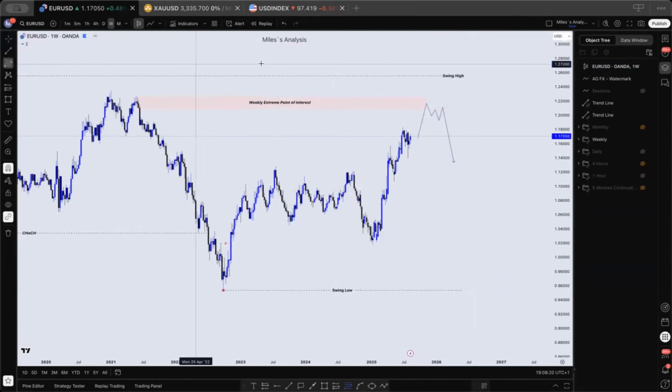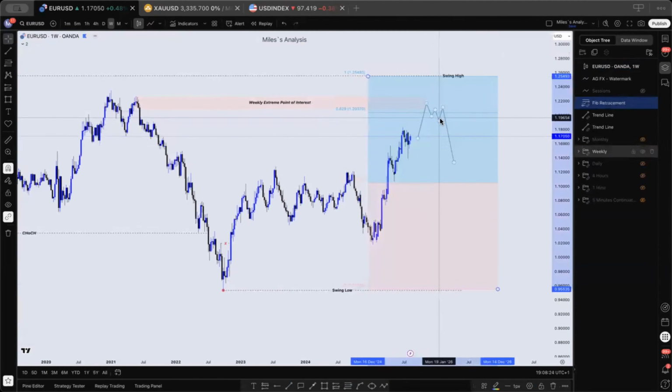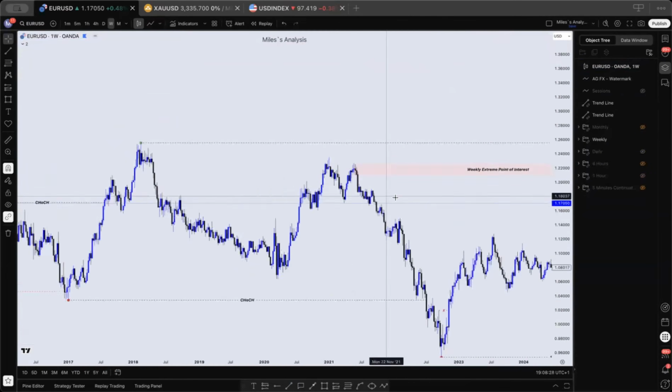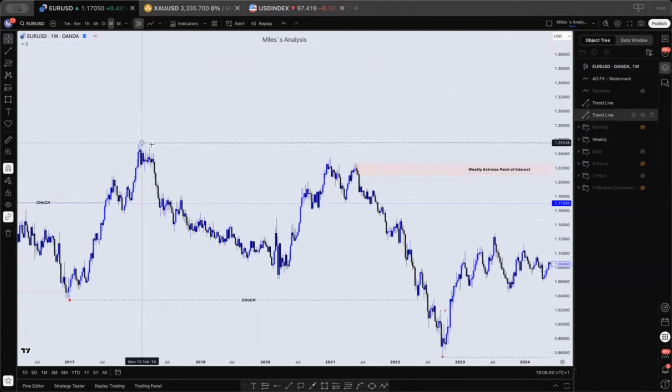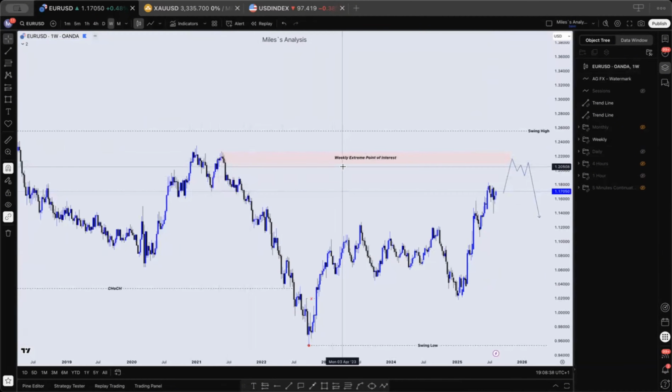So if you try to use the Fibonacci tool as well, you can see that price is already in a premium level here, so it's wise to be looking for shorts. And besides that, we have a weekly extreme point of interest. So if you look at this point here, which is our higher low, you can see that this imbalance is already filled when price came back to rebalance here. And after that, this is the last extreme point of interest we have that has an imbalance which is not yet rebalanced.